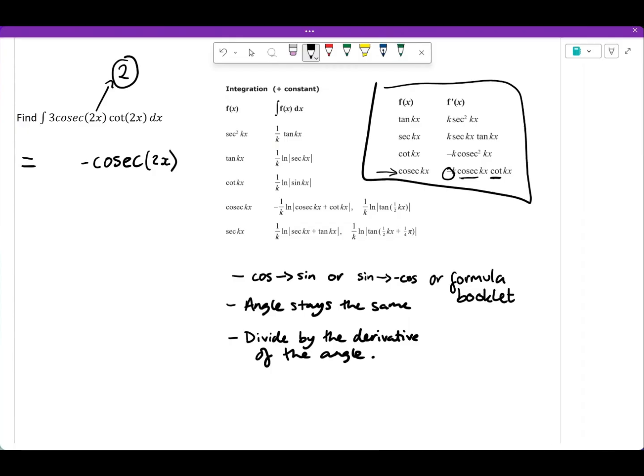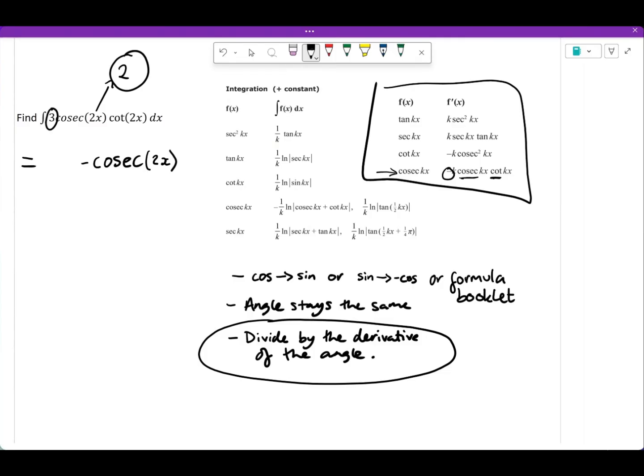And now we're on our final step, which is dividing by the derivative of the angle. Okay, if we differentiate the angle, we know we get 2, which is written up here. So we just have to divide by 2. Just remember to bring down our 3. Okay, so it's going to become negative, and then it's going to be 3 over 2, and it would be plus c like that. Let's have a look at another one.